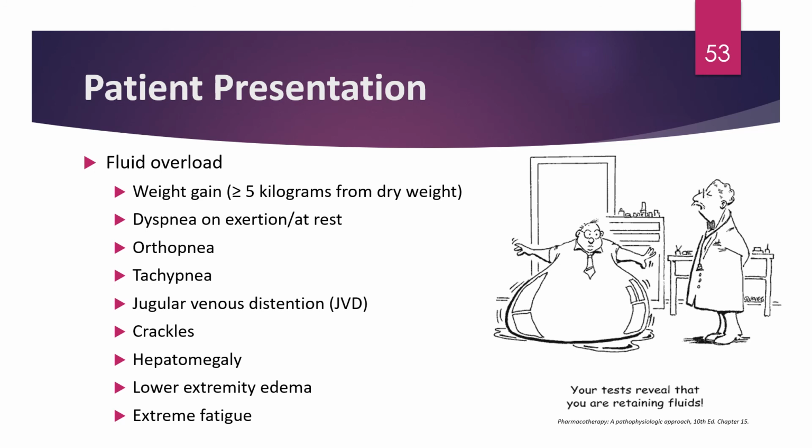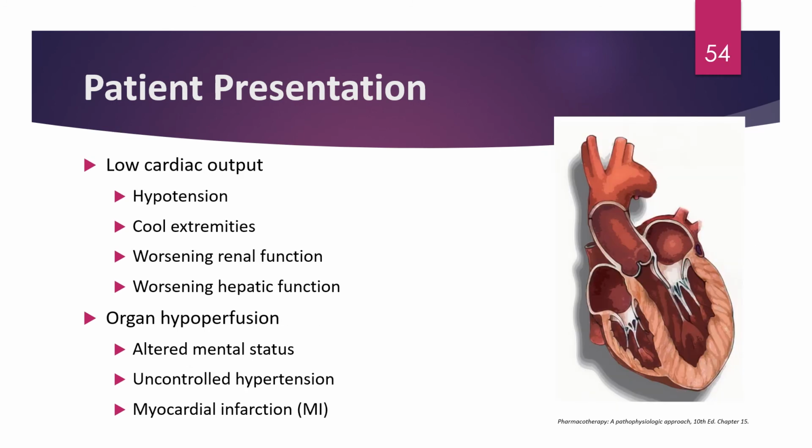So that's one component of the patient presentation potentially that you may see. You may see obviously a low cardiac output with that, and with that comes hypotension, cool extremities. As a result of the hypotension, you get worsening renal function, which is also known as cardiorenal syndrome, basically a low cardiac output resulting in lower perfusion to the kidneys, and you see that a lot in patients who have chronic heart failure or chronic worsening heart failure.